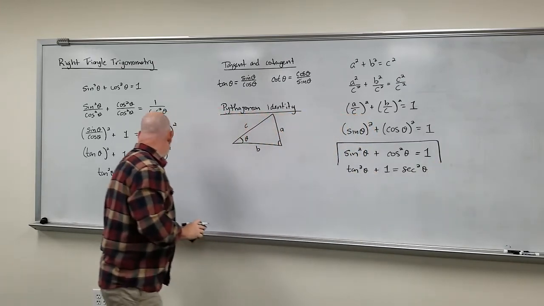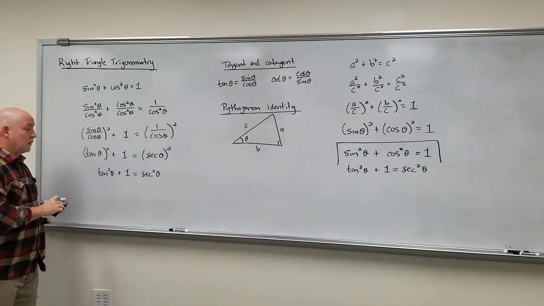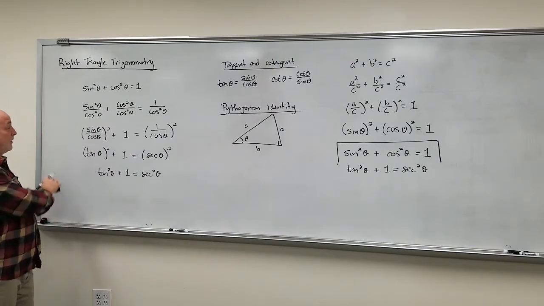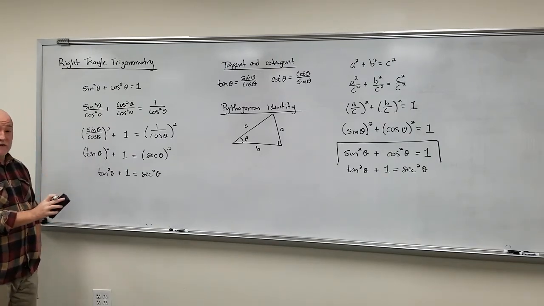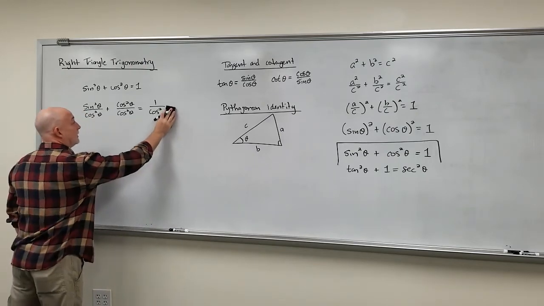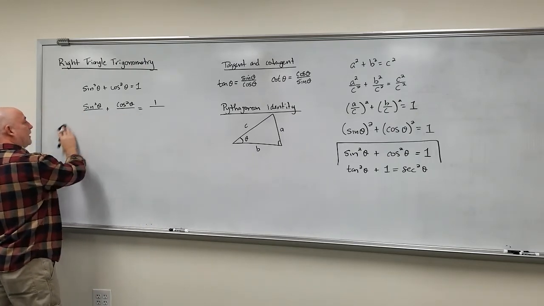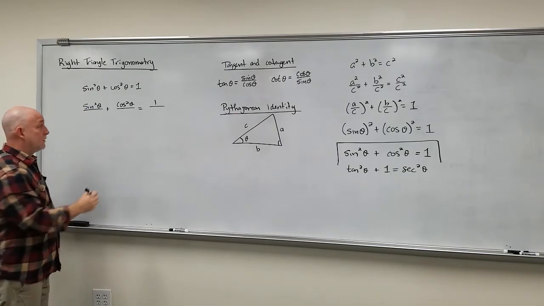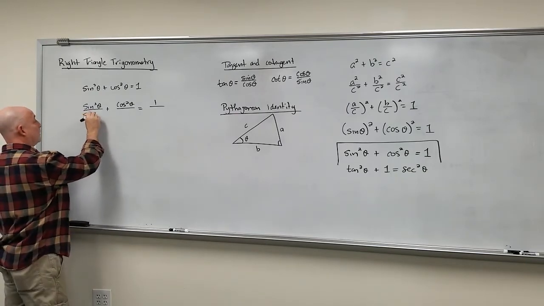Okay, now you can hit pause if you need a second to copy this down, but I'm going to erase this basically and do the exact same thing that I just did. Maybe skipping a step now that we've seen it. But instead of dividing through by cosine squared, I'm going to divide through by sine squared.